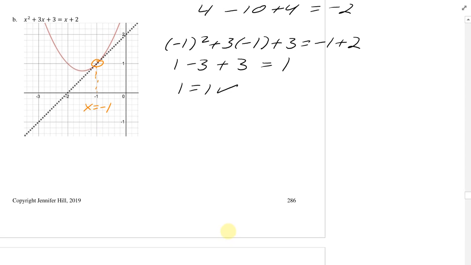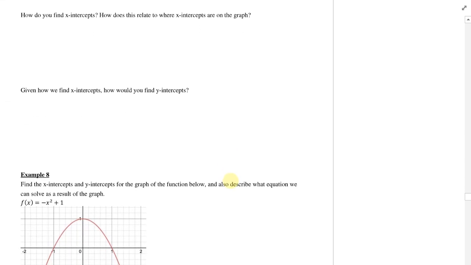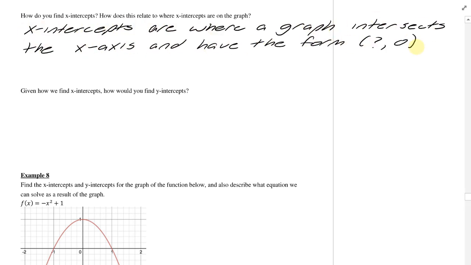Okay, so now that we've looked at how to solve equations, I want to go back to that part I was just talking about with x-intercepts. Just to remind you, how do we find x-intercepts? How does this relate to where x-intercepts are on the graph? To find x-intercepts, we can say that it's where the graph intersects the x-axis. And remember, x-intercepts have the form (?, 0), where the y-coordinate is always 0.